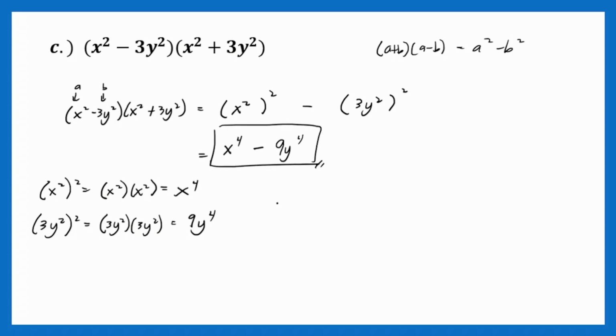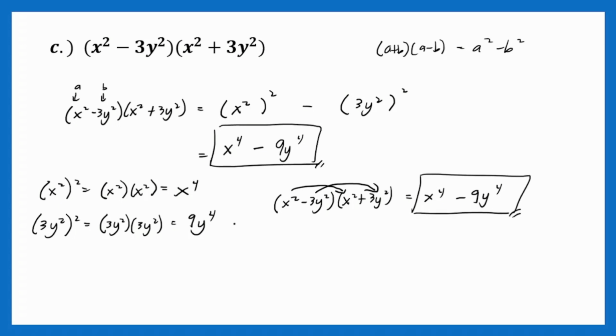Do you want the shortcut? Let me show you the shortcut. X squared minus 3y squared times x squared plus 3y squared. So, una sa una, huli sa huli. X squared times x squared, x raised to 4. Huli sa huli. Negative 3y squared times positive 3y squared. So, negative 3 times 3 muna, negative 9. Y squared times y squared, y raised to 4. That is the final answer. Alright? So, that's how you deal with sum and difference of two terms.